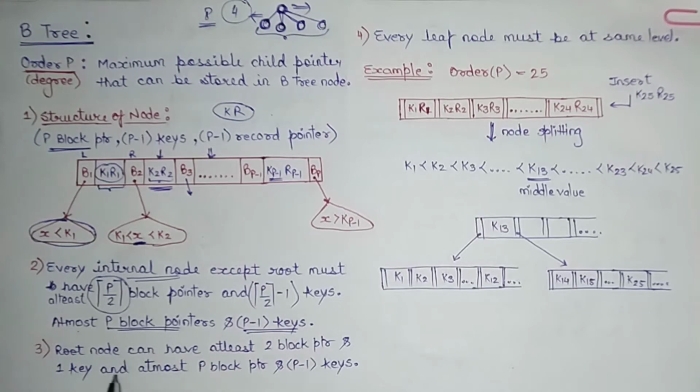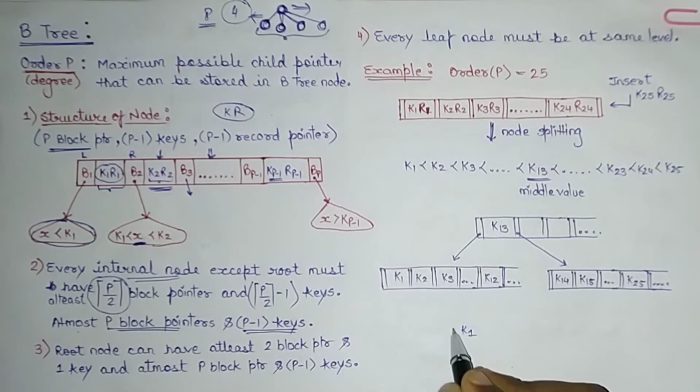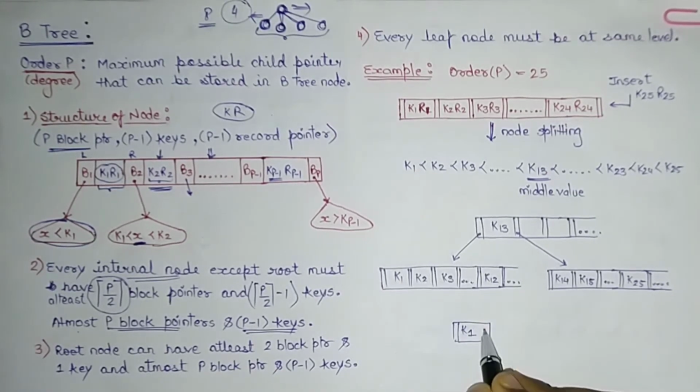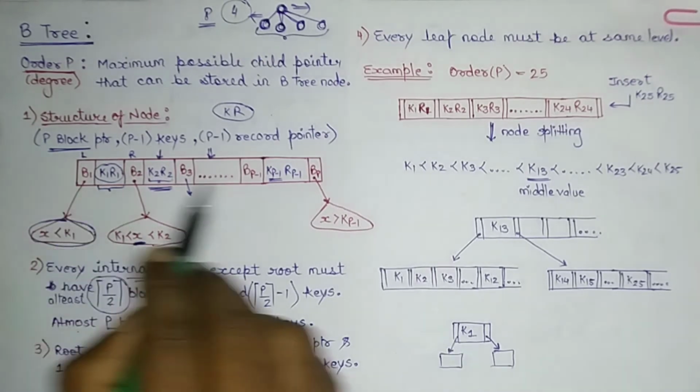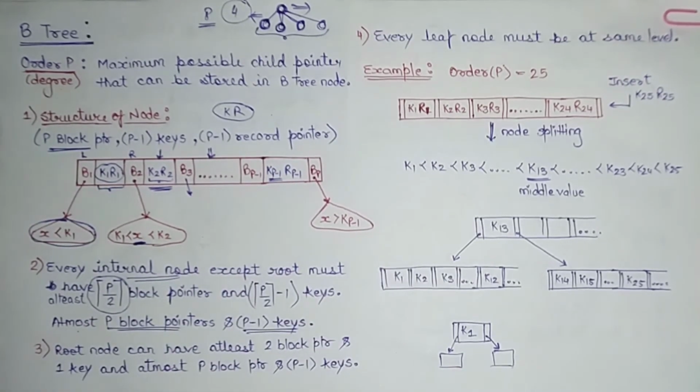Third one is the root node. Root node can have at least 2 block pointers. That means a root node should have at least one value. So if I have any one value, let's say k1, then there must be at least 2 block pointers to show any node. If there is no node, these block pointers will be empty, but if there is any further node, these will be pointing to that particular node. That's why at least 2 block pointers and 1 key, and at most there can be p block pointers and p minus 1 keys, right?